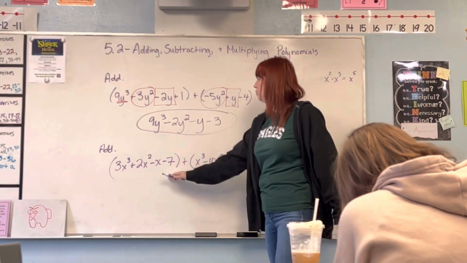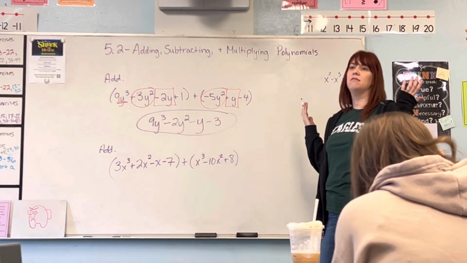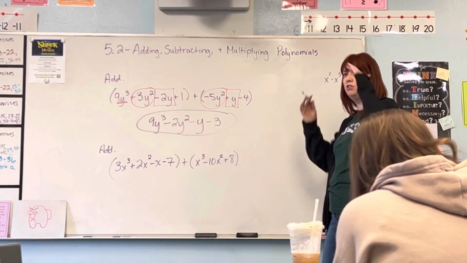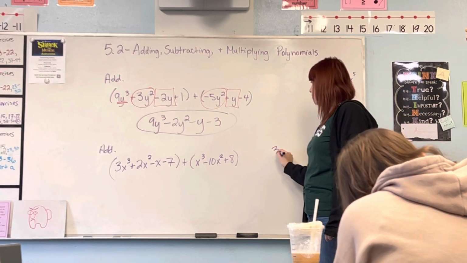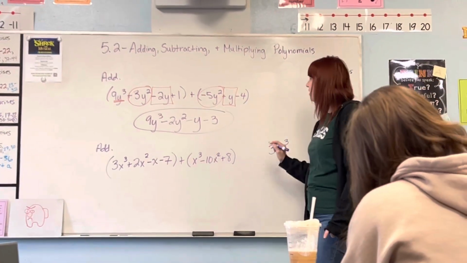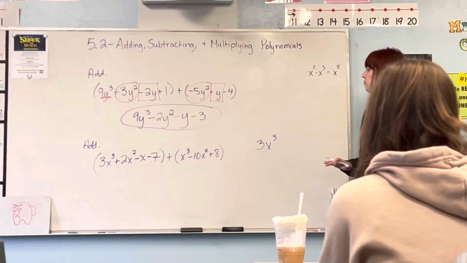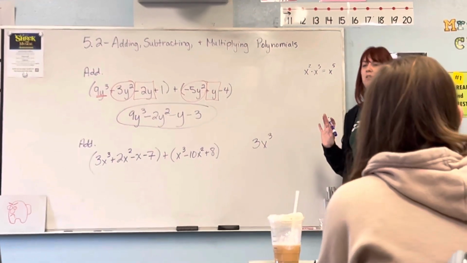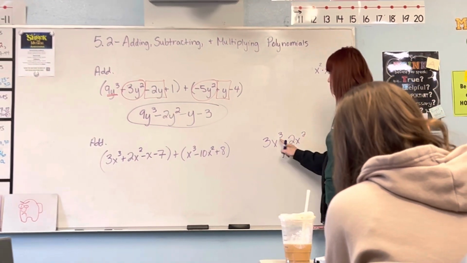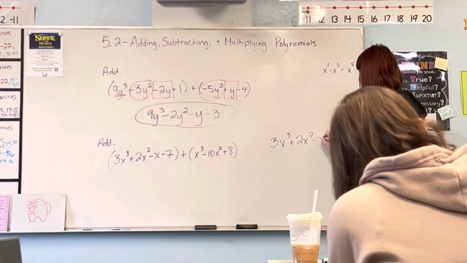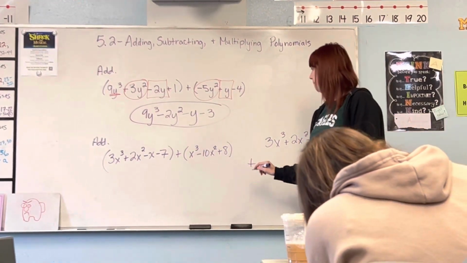Now we're going to add this one vertically. So it's going to look like your 2nd or 3rd grade math problem where you stack them on top of each other. We're going to write 3x to the 3rd. When you do this, it needs to be in standard form. If you're missing any terms, we'll leave a space there. So we have x to the 3rd, x squared, x, and then no x, and then we're going to do plus this.